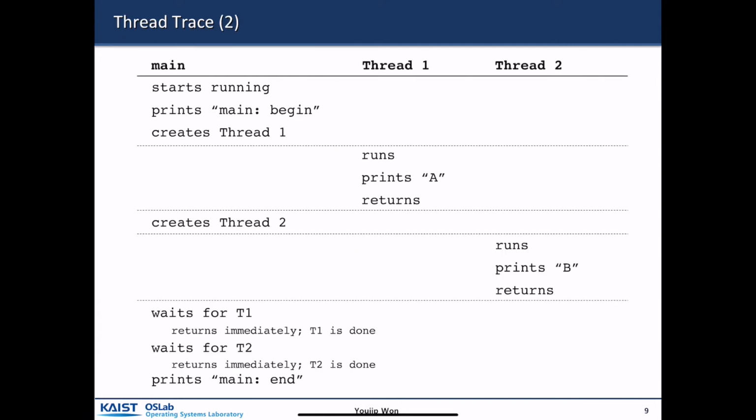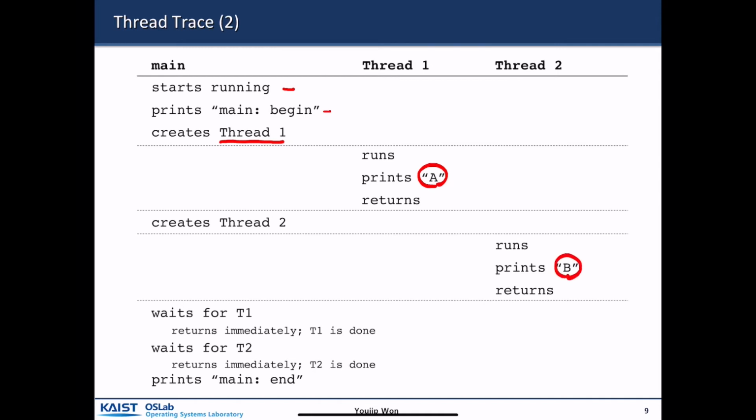This is another scenario of running thread 1 and thread 2. First, main starts running and prints main begin. It calls pthread_create, and thread 1 is created. Right after thread 1 is created, somehow the operating system transfers control to thread 1, and it starts to run, prints A and returns. After creating thread 2, control is also transferred to thread 2, which runs, prints B and returns.